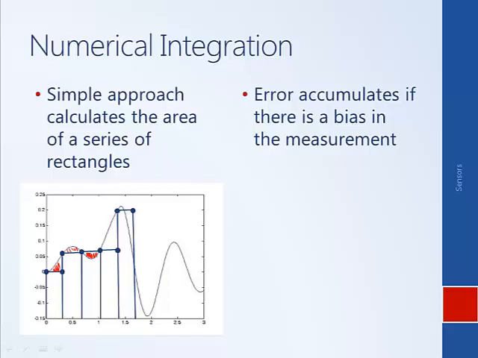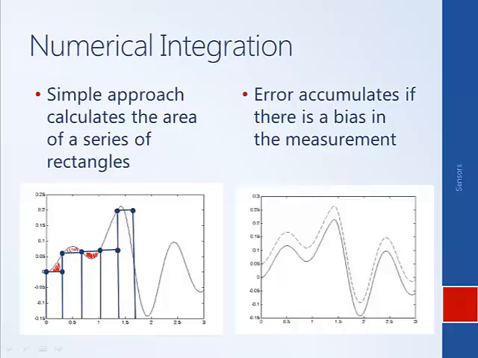However, if there's a bias in the measurement, so if the blue line is the true velocity and the dashed red line is what our sensor is giving us, then we calculate this area. The longer we integrate for, the more this error builds up. And so this can be a real issue, and it's something we need to be careful about. If we have a bias in our measurement, numerical integration can introduce a large amount of error.